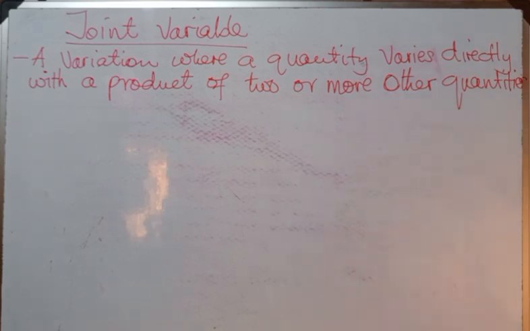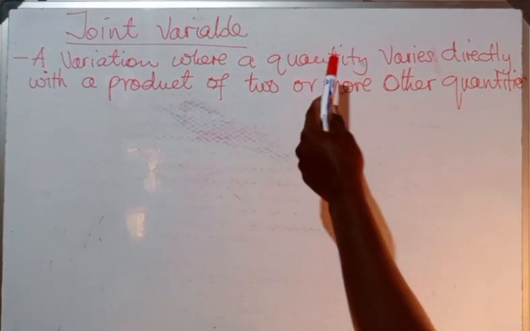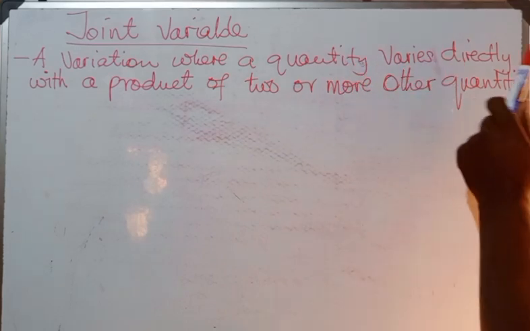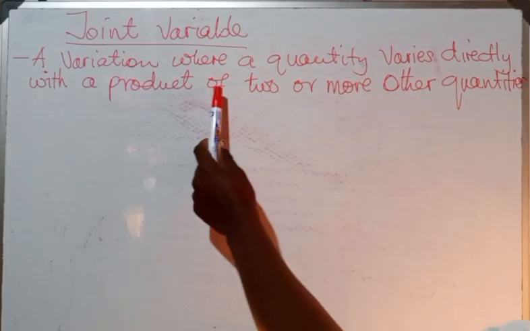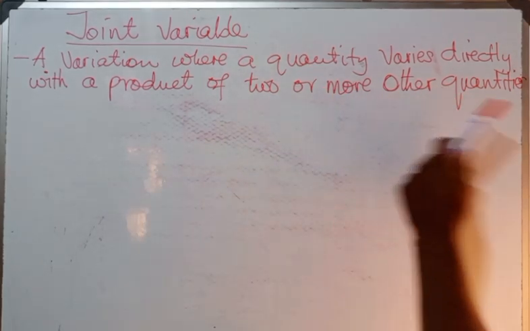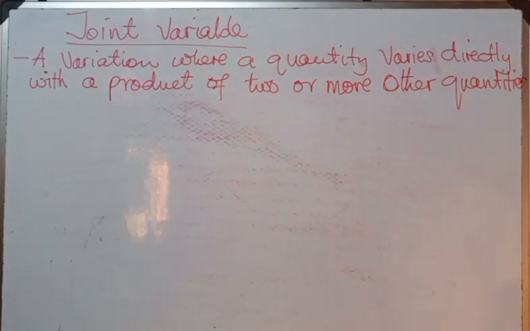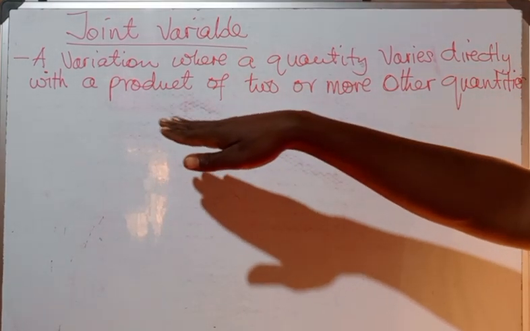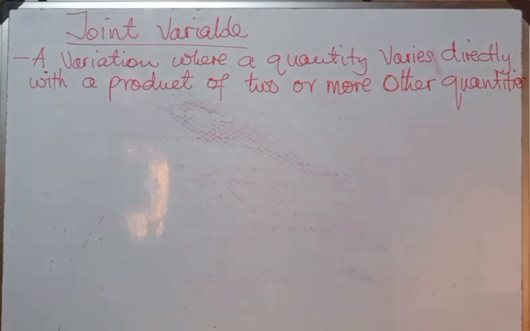We continue. We are looking at joint variation, and this is a variation where a quantity varies directly with a product of two or more other quantities. That is what direct or joint variation is all about.